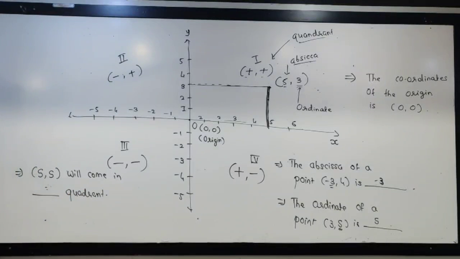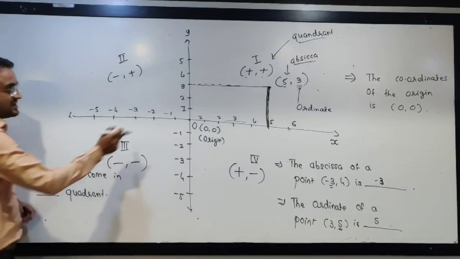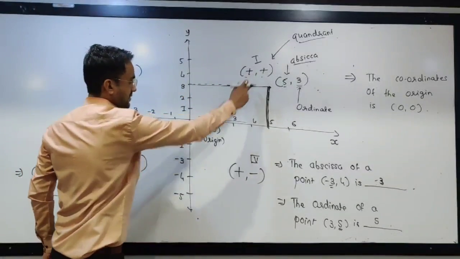So how will you give the answer? Here (5, 5) means both are plus. This is plus, this is plus. So this will come in quadrant 1.